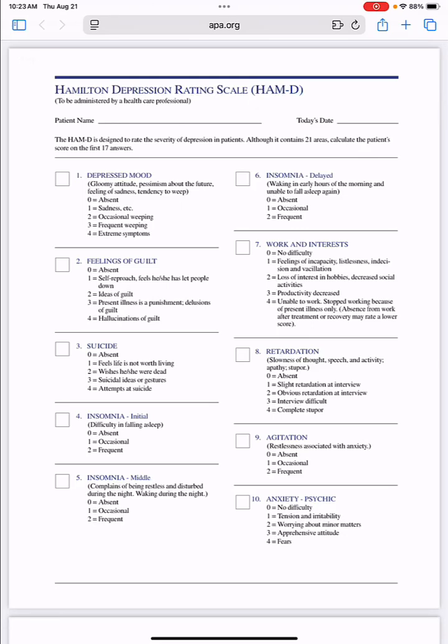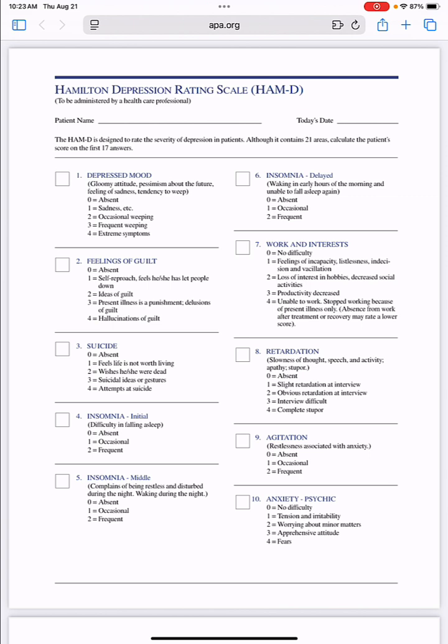Hello everyone. In this video, we are going to review the Hamilton Depression Rating Scale, also known as the HAM-D. This depression rating scale actually dates back to 1960, believe it or not. So before we even landed on the moon, this depression rating scale came into use.